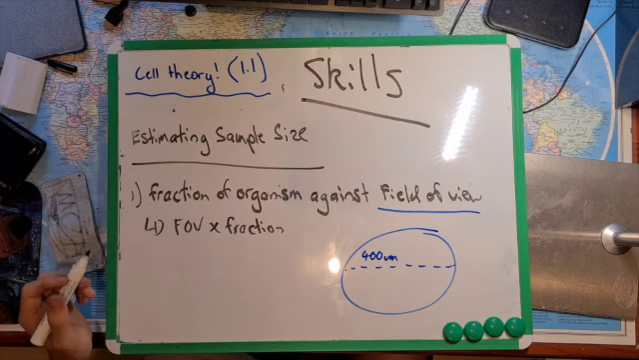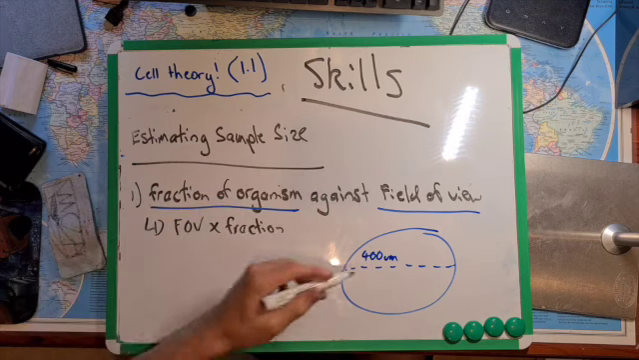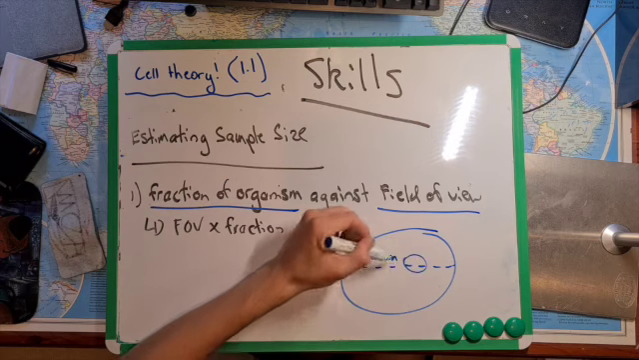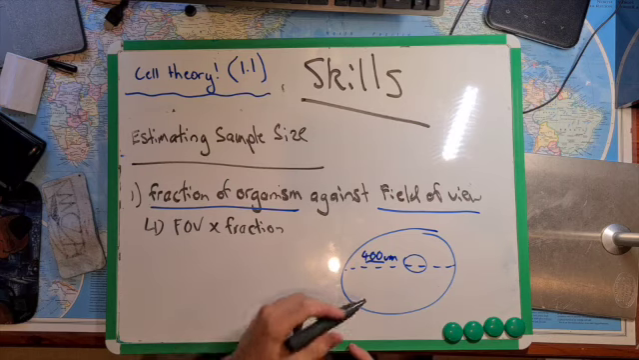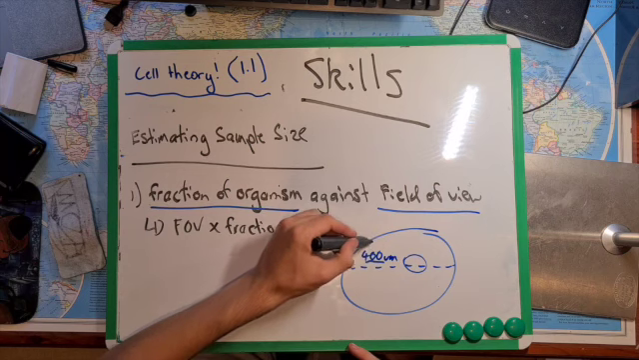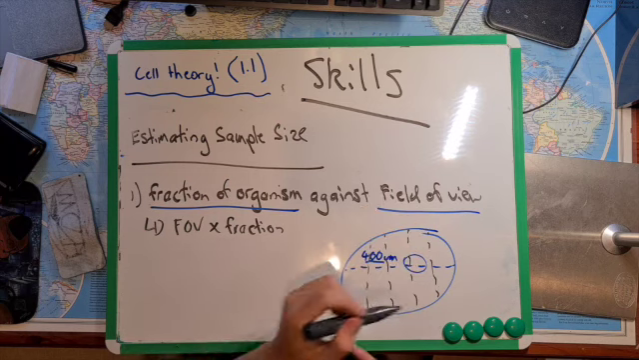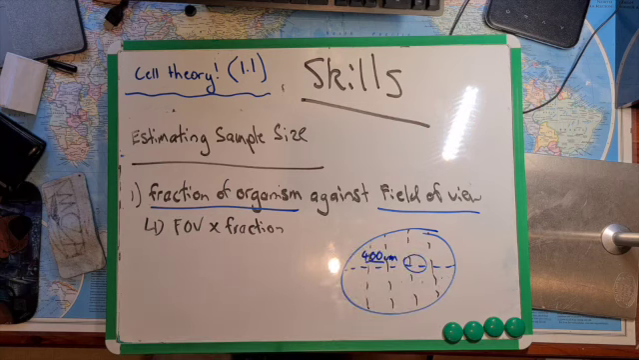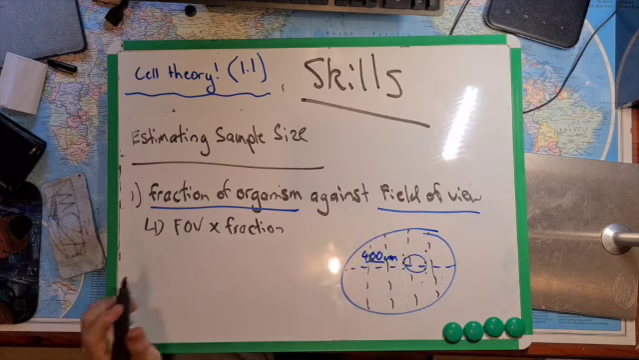The next step that we need to do is to calculate the fraction of the field of view that the organism takes up. For instance, if that circle that I just drew was the organism, we can separate it into segments. We can see there that I've separated that into fifths. Roughly speaking, this organism is about 1/5 of that diameter.